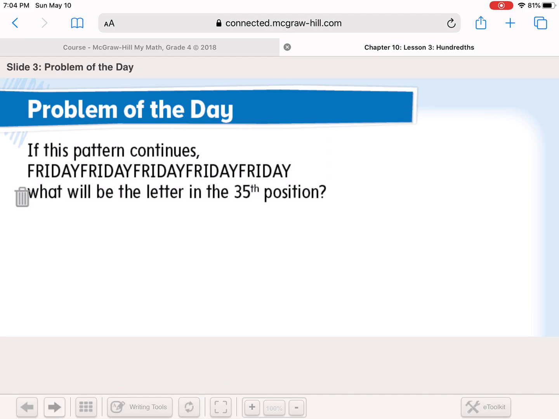Okay, this pattern continues. Friday, Friday, Friday, Friday, Friday, Friday. What letter will be in the 35th position? I'll give you a couple seconds to do it. This shouldn't take you long.